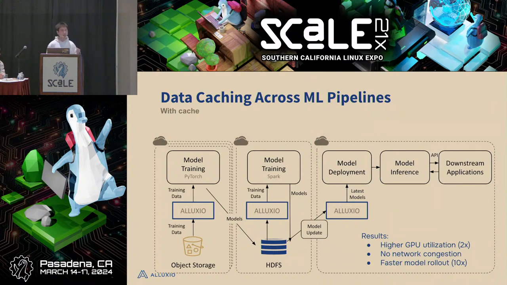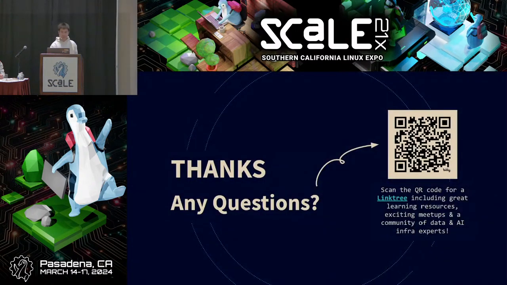So what we have observed from this production environment is that we can get higher GPU usage, around two times. There's no network congestion now for the model serving. And also we have seen a faster model rollout here, around 10 times compared with the previous design. Yep. I think that's all for our session today.